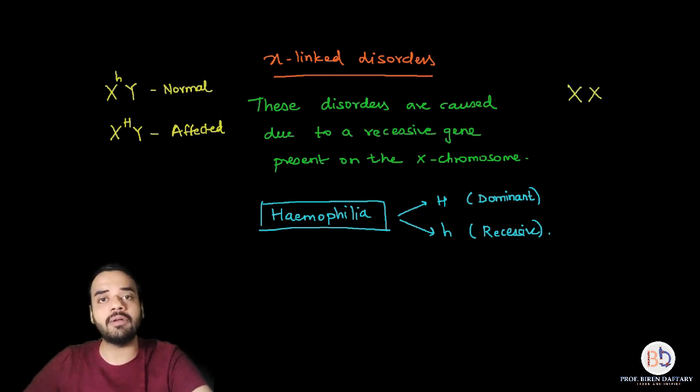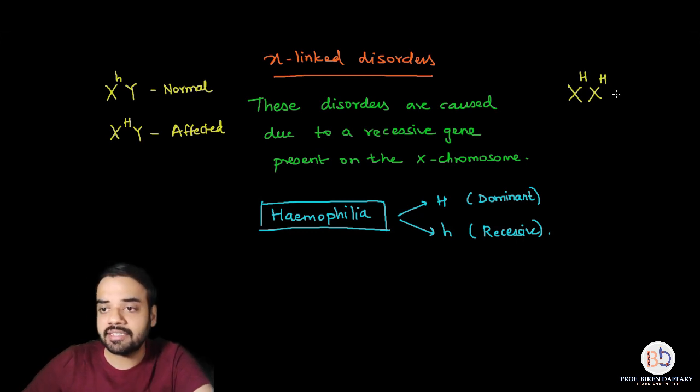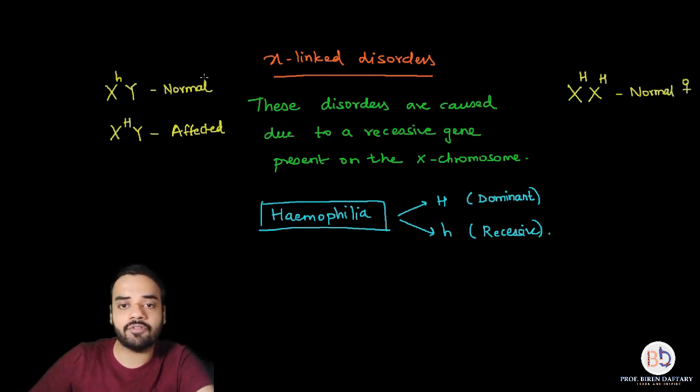In case of a normal female, both the genes will be capital because capital H is the normal gene. It does not cause the disorder. So this is a normal female. Just let me write down. This is the symbol for female. Similarly, this is the symbol for male.